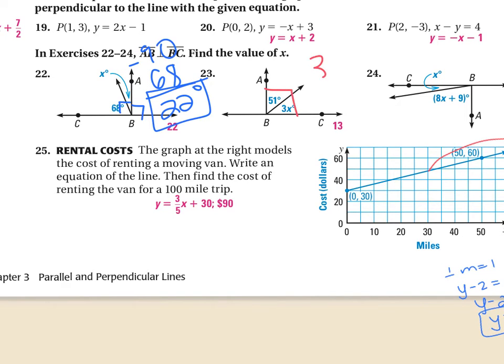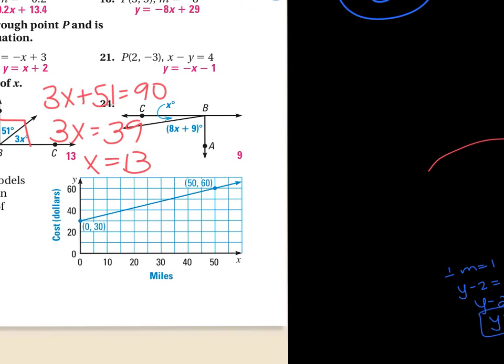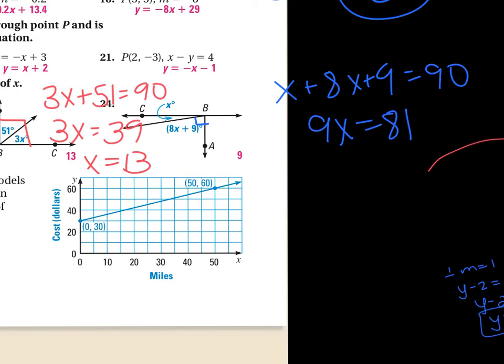These two would have to add up to 90 degrees. 3x plus 51 would equal 90. 3x would equal 39, and x would equal 13. And 24, these two would be 90, so x plus 8x plus 9 would equal 90. 9x would equal 81, and x would equal 9.